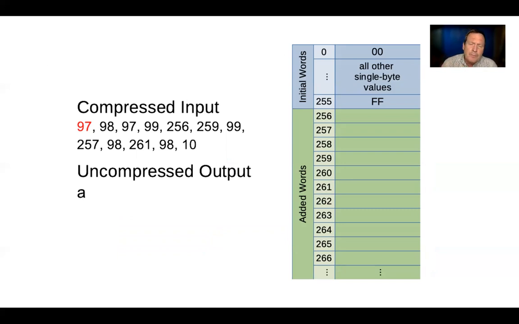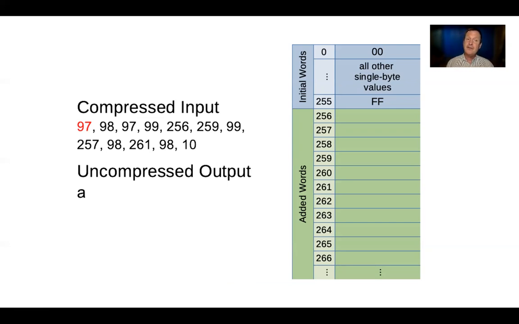At this point, the compressor would have added a word to its dictionary, but we can't do that until we know what the next character is. Because when it wrote out this 97 for the A, it would have added A plus whatever the next character is to the dictionary. We don't know what the next character is, but we will as soon as we decode the next word.